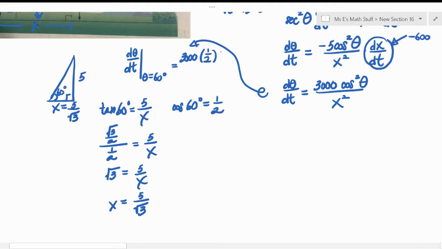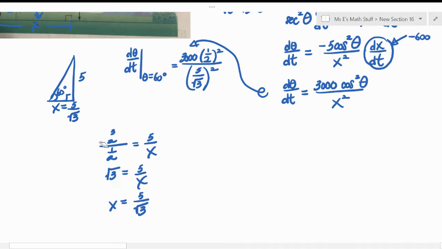So cosine squared theta would be that squared, and then divided by x, which is 5 divided by root 3 squared. You just simplify it from there. Now I'm kind of regretting my spacing here. Sorry, hopefully you didn't need that. Anyway, let's simplify this.